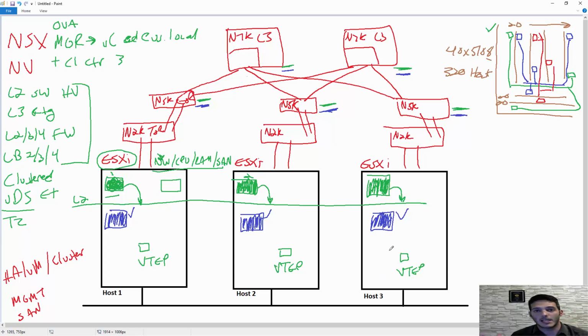Now, I'm not an expert on this stuff. I only know from a really high level. That's why I'm keeping this as high level as I can. But the packet walks are pretty simple, the ones that VMware walked through with me.